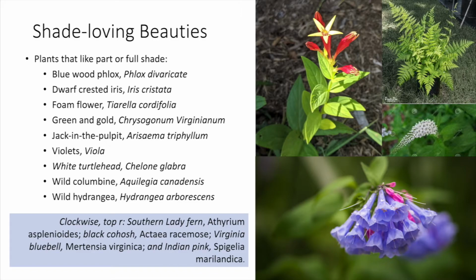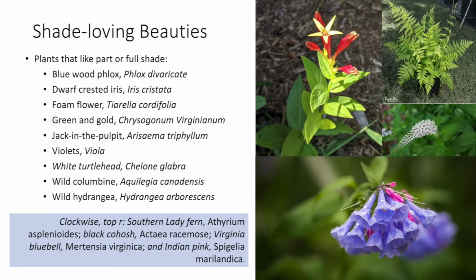Here are some shade-loving beauties. There are numerous ground covers and herbaceous plants that like shade, less than 2 hours, and part shade, 2 to 4 hours. Violets, which grow in sun or shade, have a special role. They are a host plant for many fritillaries, a fast-flying type of butterfly.